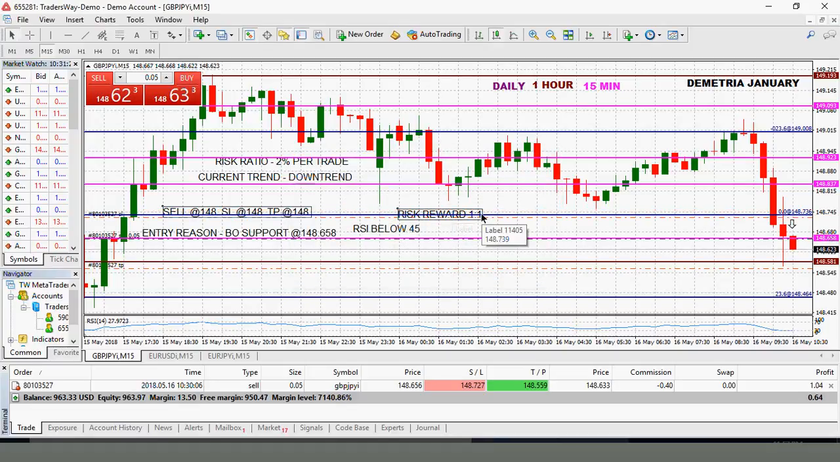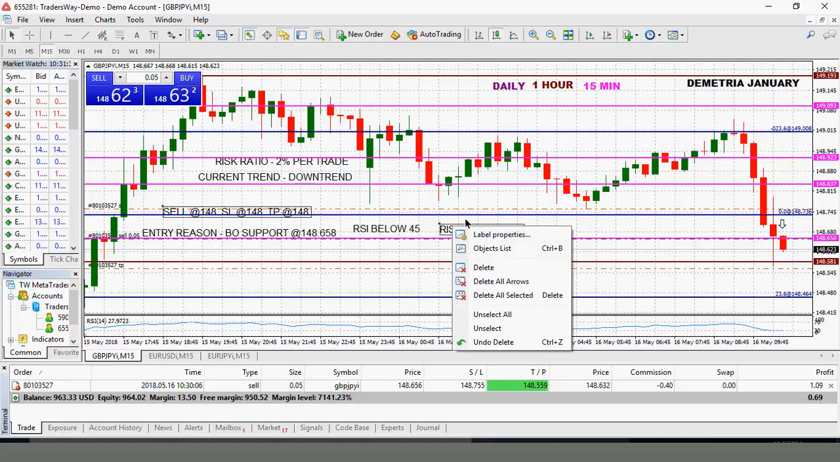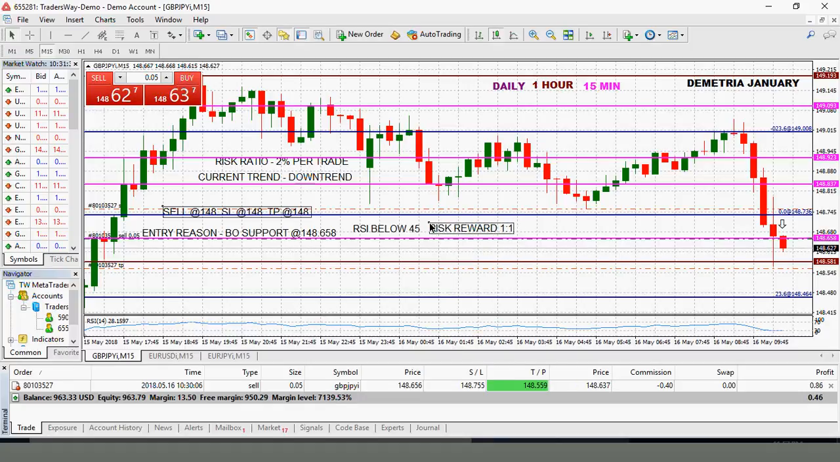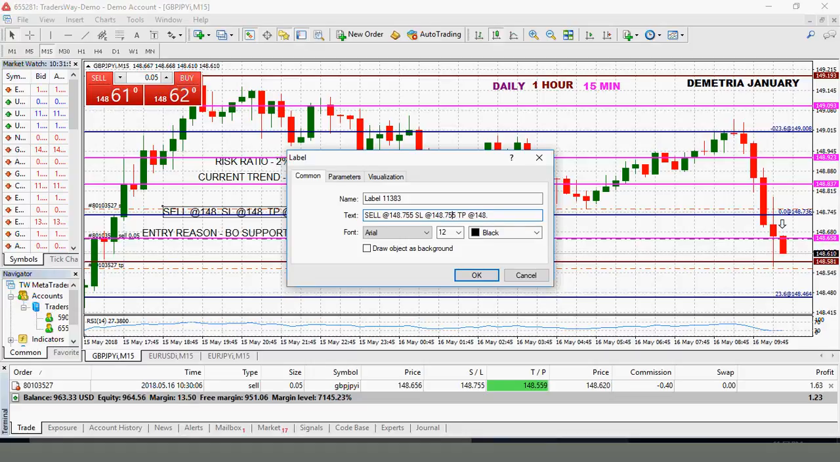My risk rate, oh shucks. This should be at 75. I made a mistake and touched it. This risk reward is 1-to-1 because I'm risking 10 to gain 10. I'm in a sell. Price is 148.755. My stop loss is 148... I'm sorry, my stop loss is 148.755. My price is 148.656. And my take profit is 148.559.